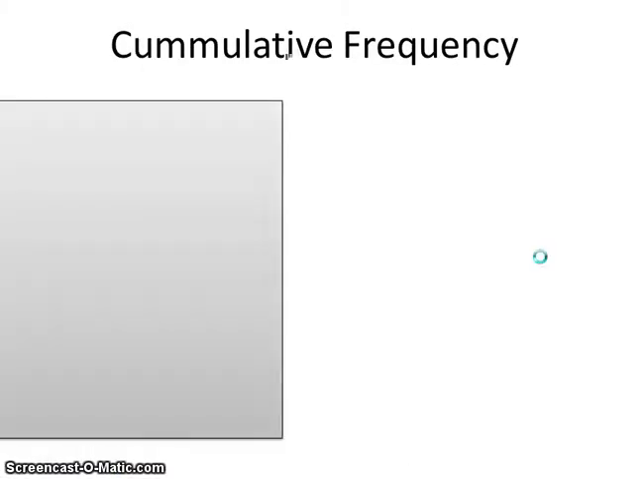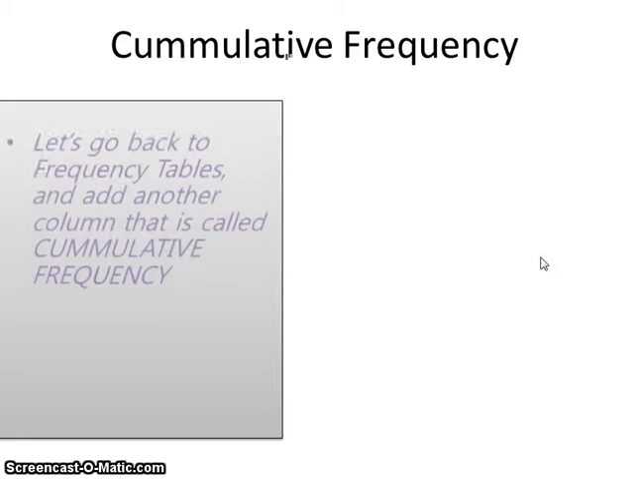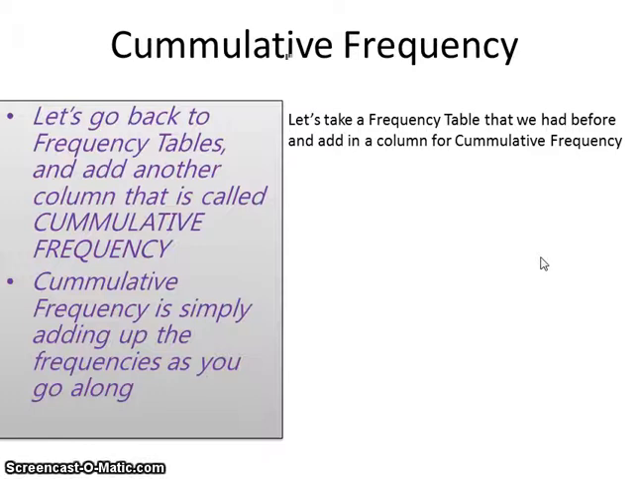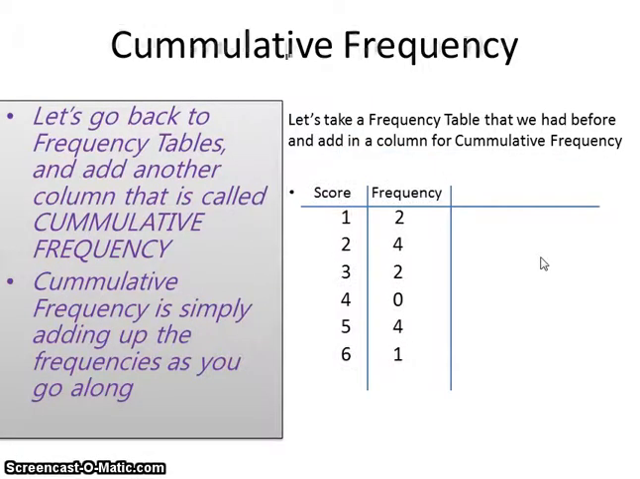The last thing we're going to talk about today is cumulative frequency. Let's go back to frequency tables and add another column that is called cumulative frequency. Cumulative frequency is simply adding up the frequencies as you go along. Let's take a frequency table that we had before and add a third column for the cumulative frequency. This should look familiar in addition to the third column out to the right. The scores 1 through 6 stay 1 through 6. The frequencies, however, are what we're going to add up on the right.